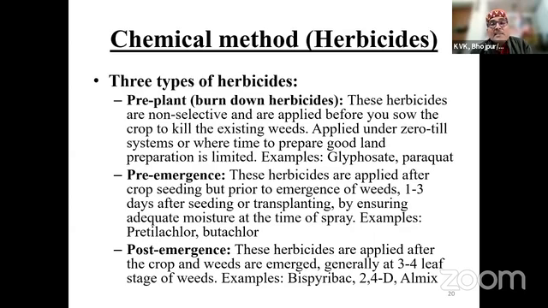These herbicides are non-selective and are applied before you sow the crop to kill the existing weed, applied under a zero-till system or where land preparation time is limited. Pre-emergence, that is pretilachlor, butachlor. Since we are talking about intercropping, in case of maize, sorghum, in case of pearl millet, we are trying this atrazine.